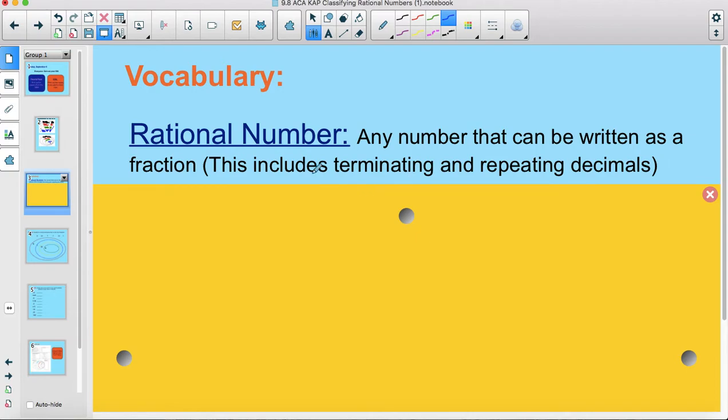So in your ISN, you're going to write 4 vocabulary words. So the first one is rational number. So a rational number is any number that can be written as a fraction. This includes terminating and repeating decimals. So we're going to learn about those two in just a second, but make sure you write all of this down. So rational numbers is any number that can be written as a fraction, which includes terminating and repeating decimals.